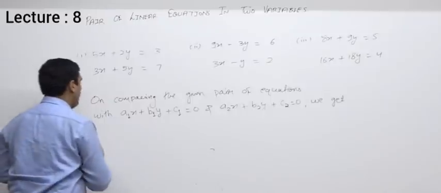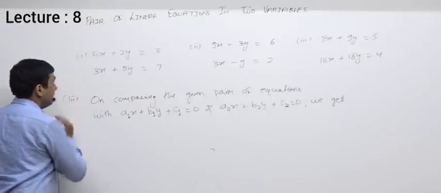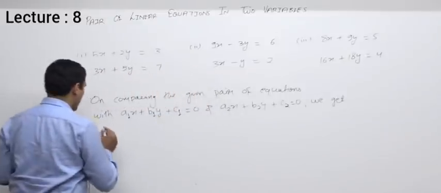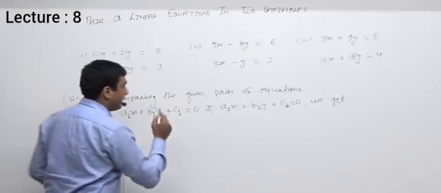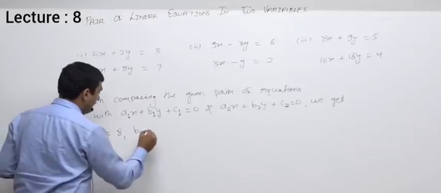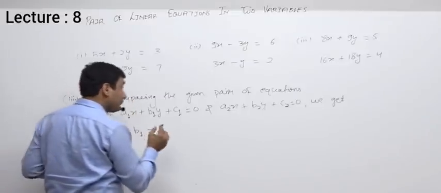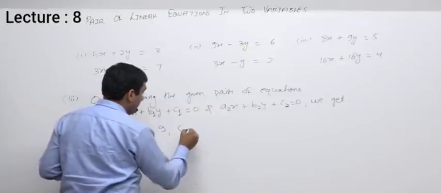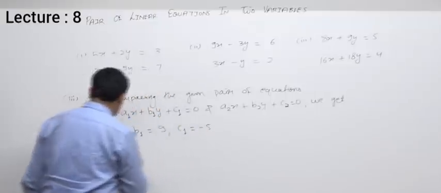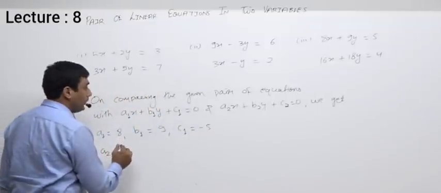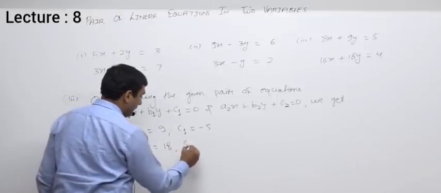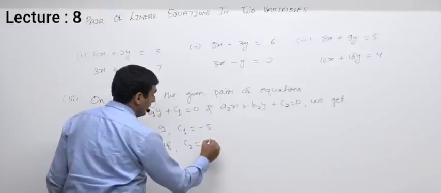Again we have to follow the same thing. We'll compare the given pair of linear equations with the given equation. So here, on comparing 8x plus 9y equal to 5, we will get a1 is equal to 8, b1 is equal to 9, c1 is equal to minus 5. Okay, and a2 is equal to 16, b2 is equal to 18, c2 is equal to minus 4.